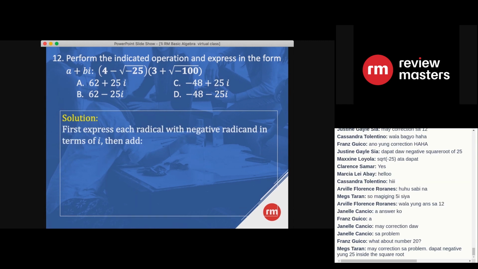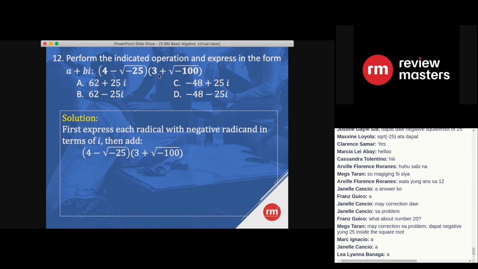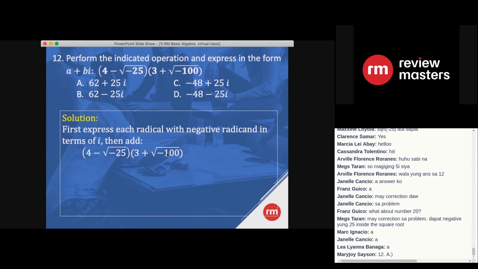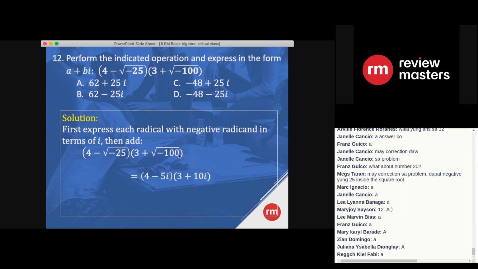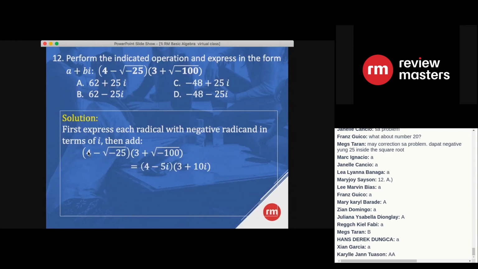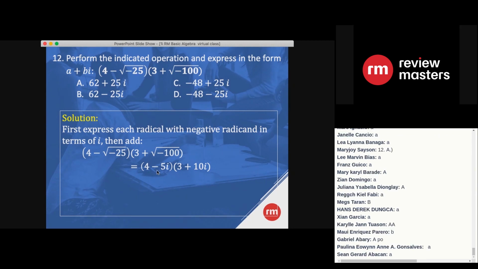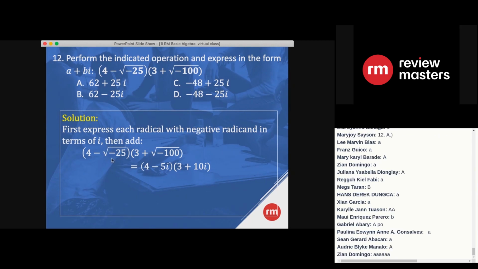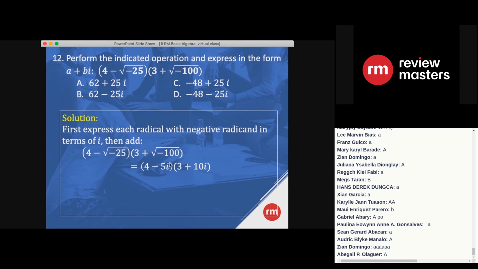First, express each radical with a negative radicand in terms of i, then multiply. So here, 4 minus the square root of negative 25 times 3 plus the square root of negative 100. So this will become 4 minus, since there is a negative inside the square root, you will have an i. This will become minus 5i, and this one will become 10i. Okay?